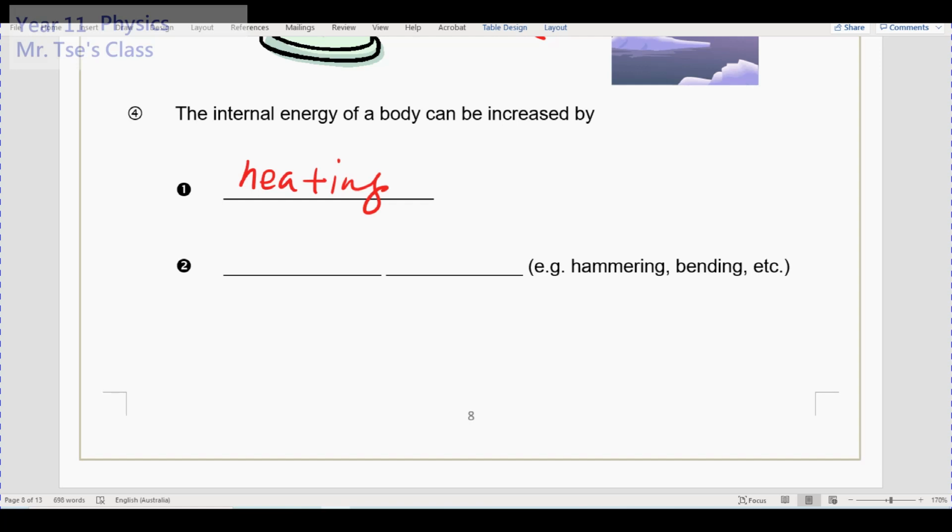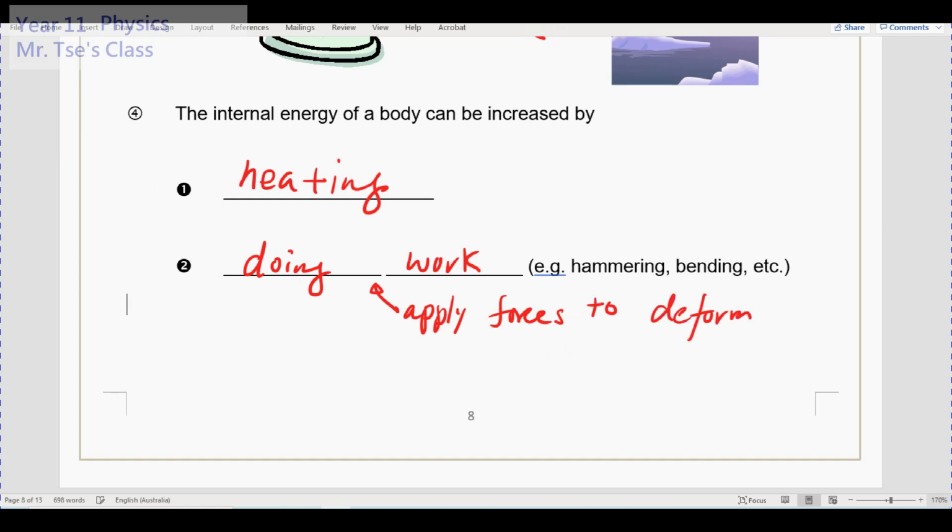And also, whenever we hammer something or bend something many times, that object actually becomes heated up. Okay, so that's another way to increase the internal energy. We will call it doing work. Okay, so we will go back to that later. So doing work means you are just applying forces to deform an object.